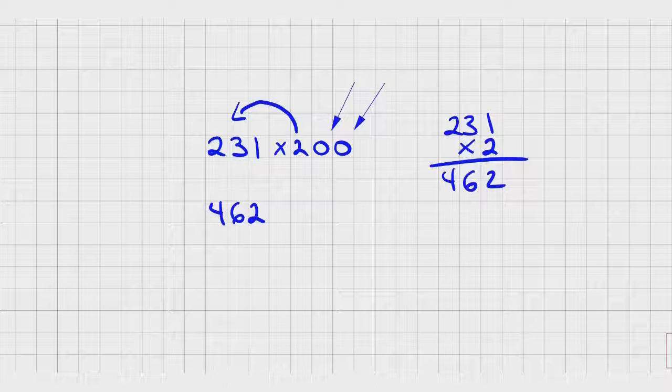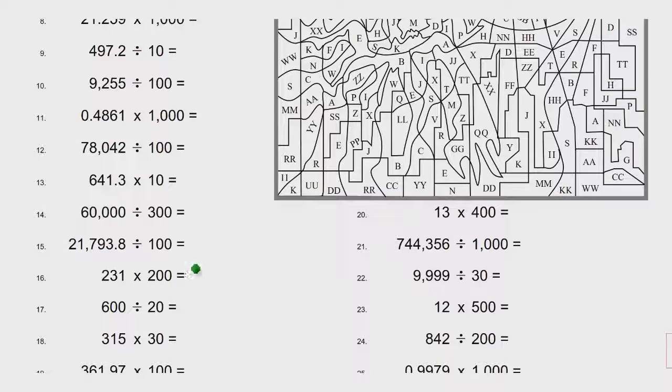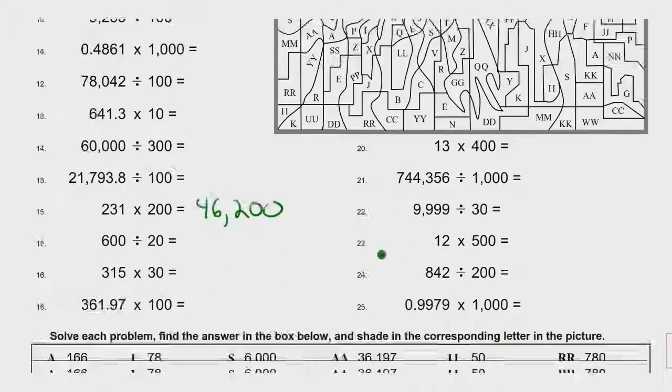And right here, we have 2 zeros, which tells us to move the decimal, which is not in sight because it's on the right, 2 spaces to the right to make the number bigger. So we're going to go 1, 2, and we just put 2 zeros in the empty spaces. So our new answer here will be 46,200. And over here, we will write 46,200.